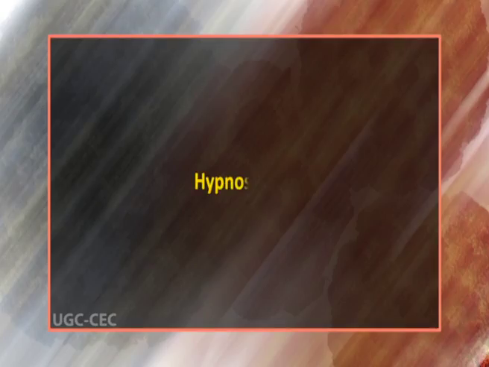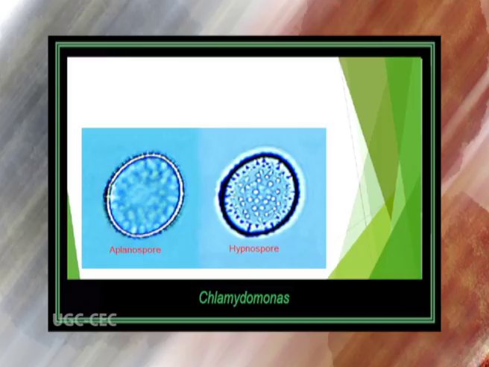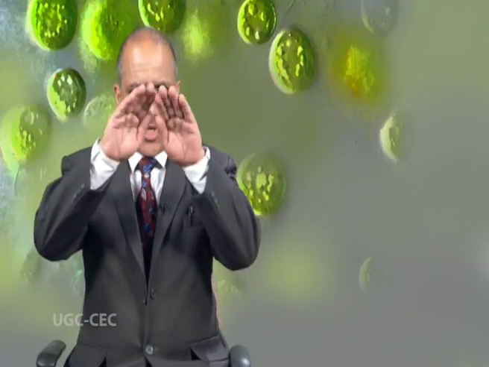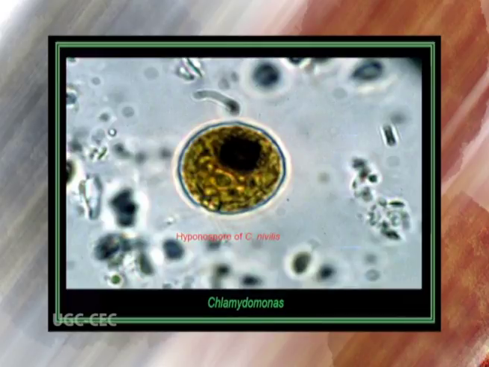On the approach of favorable conditions, applanospores may germinate either directly or divide to produce zoospores, which give rise to mature Chlamydomonas cells. Now, hypnospores. It occurs during extremely unfavorable conditions. The protoplast shrinks, loses flagella, secretes a thick wall on its surface and remains inactive. The thick-walled, inactive and resistant spores are called hypnospores.